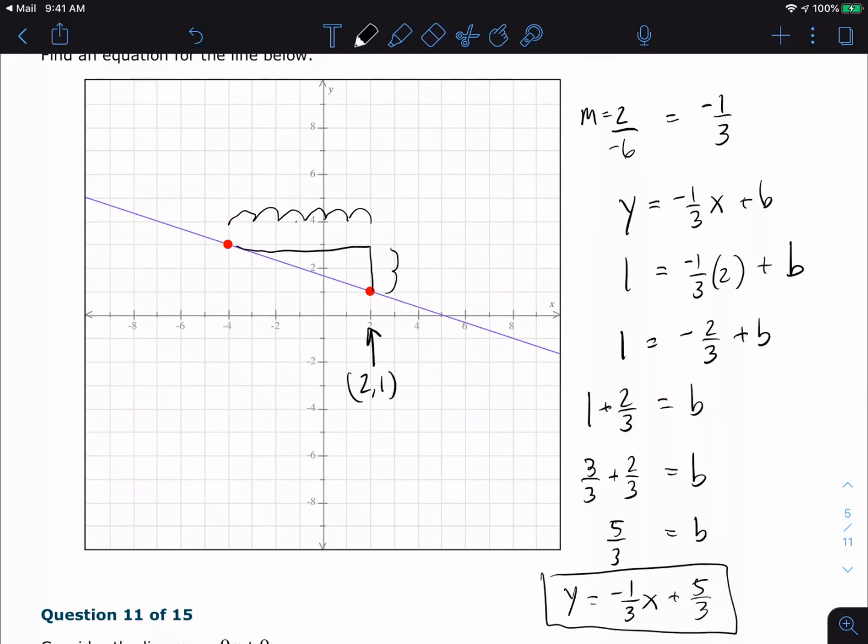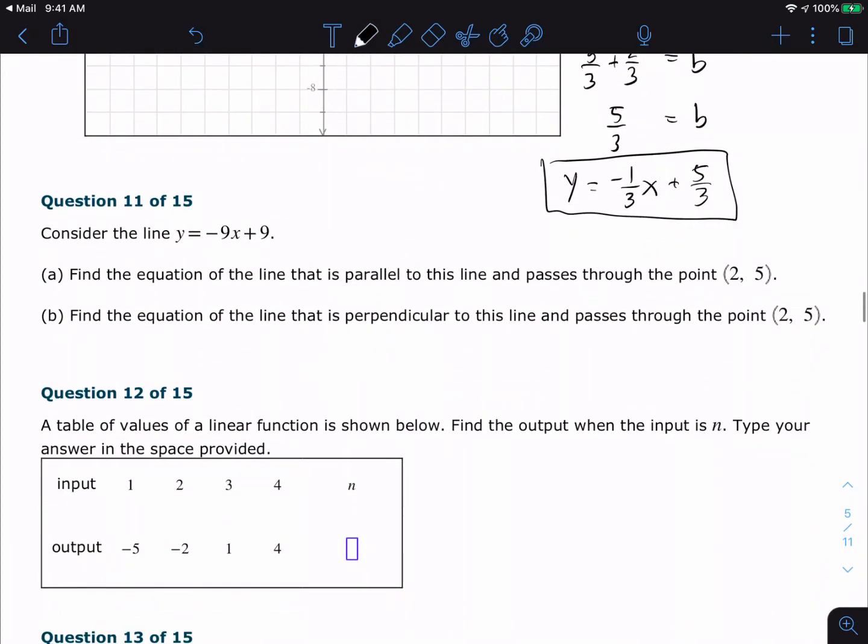Now, that should make sense because 5/3 is between 1 and 2. And did we cross the y-axis between 1 and 2? We did. Okay. Next question. Consider the line y is equal to negative 9x plus 9. Find an equation that is parallel.